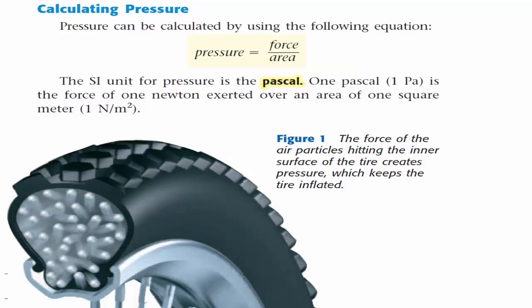Calculating pressure. Pressure can be calculated by using the following equation. Pressure equals force divided by area. The SI unit for pressure is the Pascal. 1 Pascal is the force of 1 Newton exerted over an area of 1 square meter.